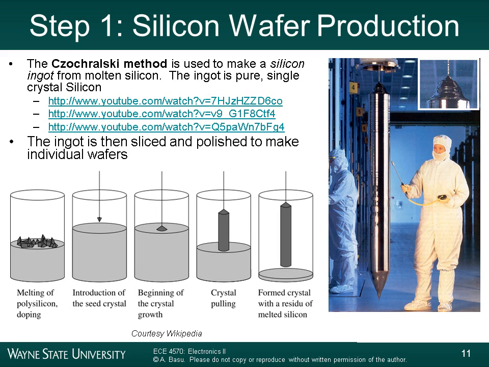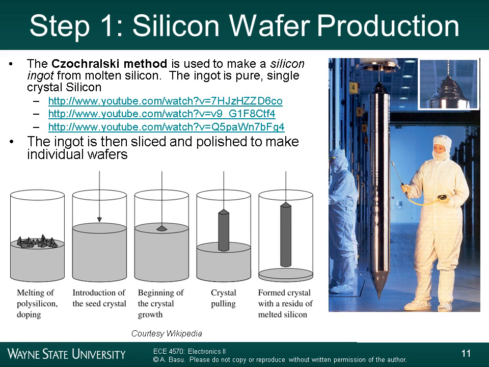This is just a schematic that shows how it works. First, melt polysilicon. Polysilicon is silicon atoms that are not in a crystalline format. They're in a polycrystalline format. We talked about what polycrystalline is. So what you do is you melt this down first, and so you have a liquid pot of silicon.